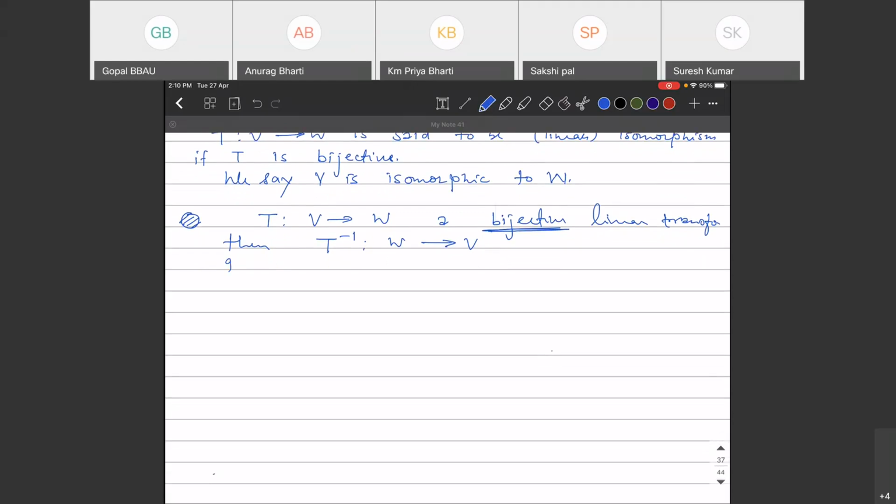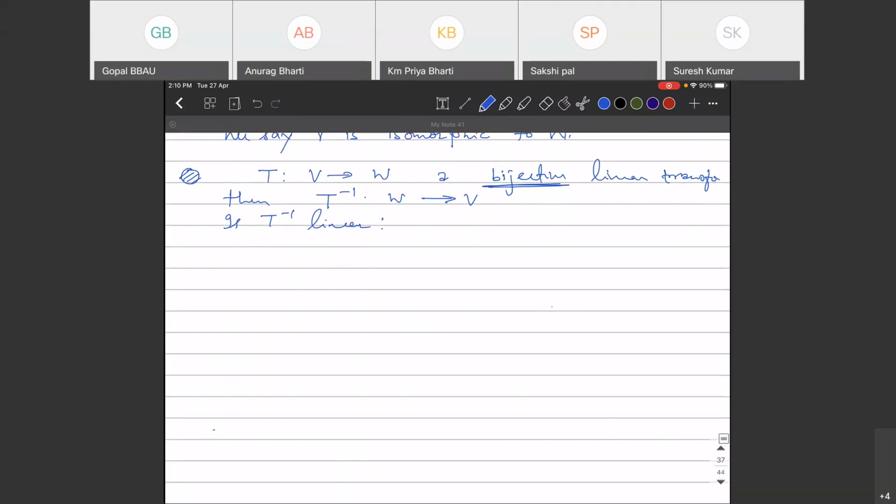T is bijective, then there exists an inverse. Is T inverse linear? So let's answer this. So in fact, yes, T inverse is linear. So how do we show this?